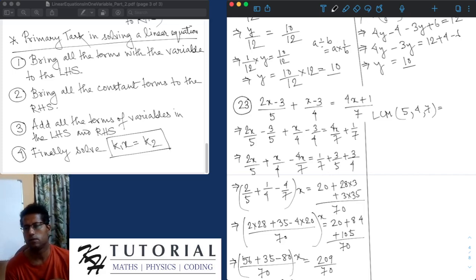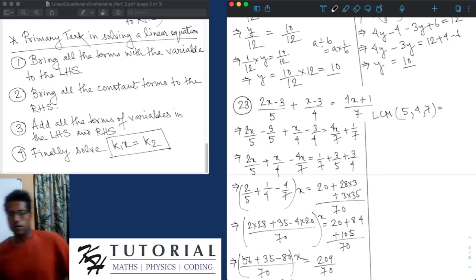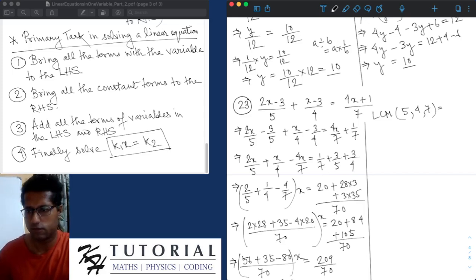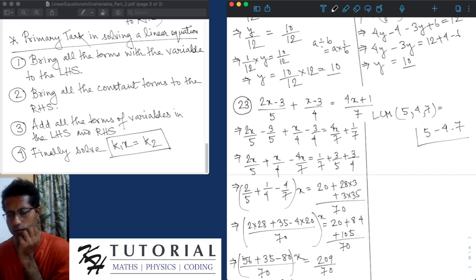Is it 70? No. What I am doing: what is the LCM of 5, 4 and 7? How do we find the LCM of numbers?